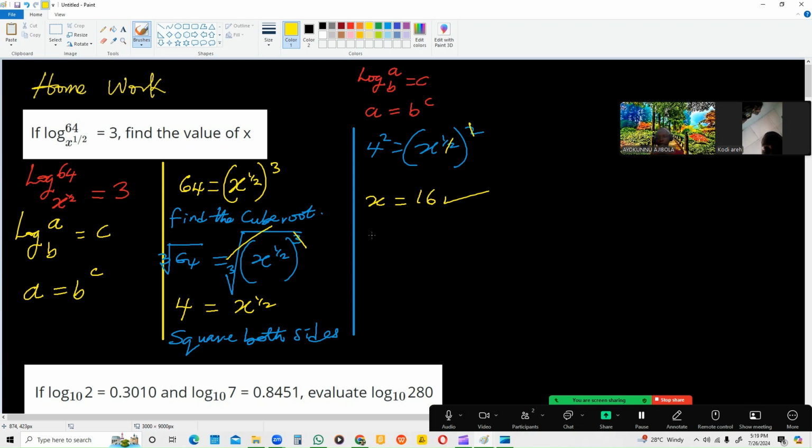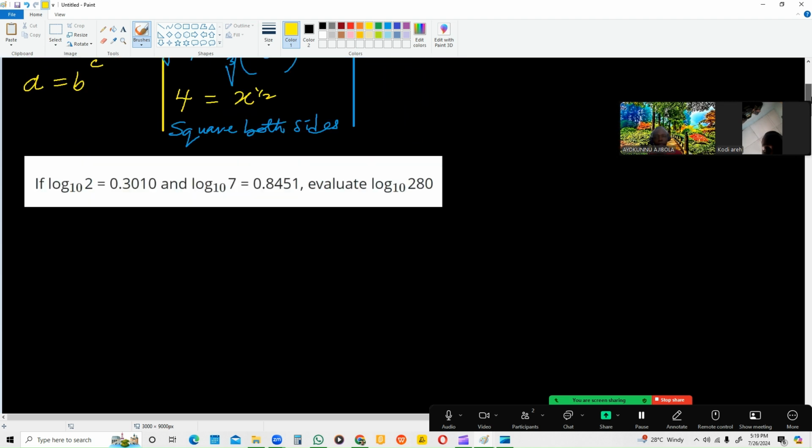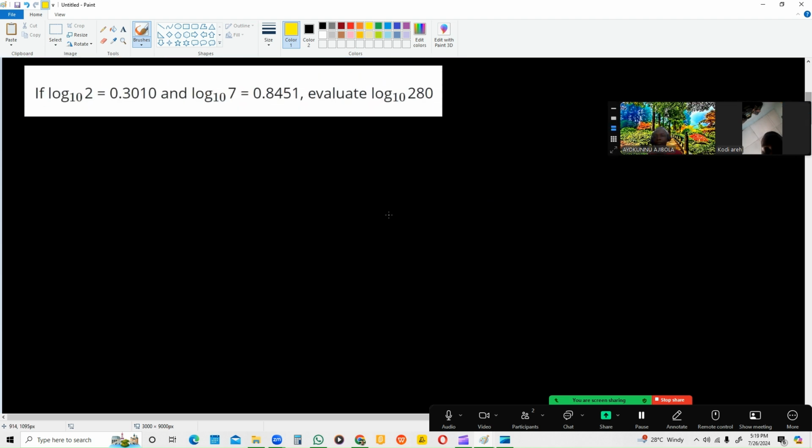Very good. Let's quickly go to the second page, the second question. Let's see this one, number 2. So for this number 2, you've been given some values, like saying log 2 equals this, log 7 equals this value. So that means what we have here is going to be leading us to log 2 and log 7.